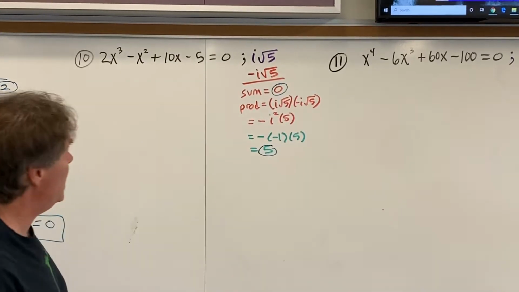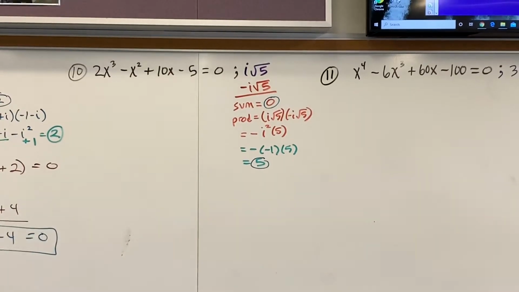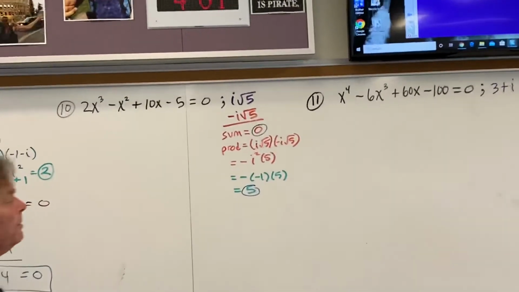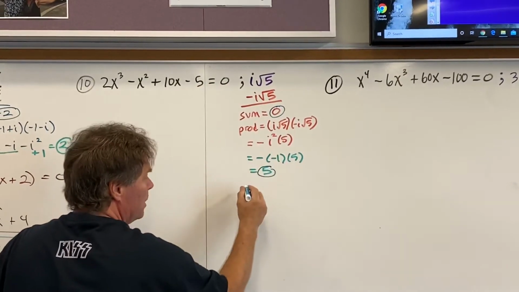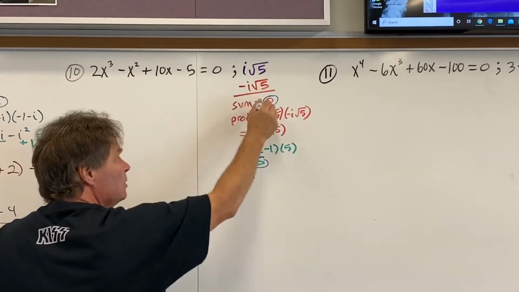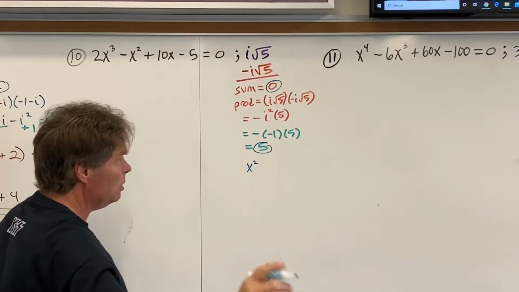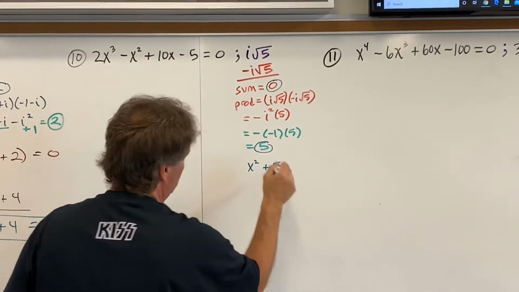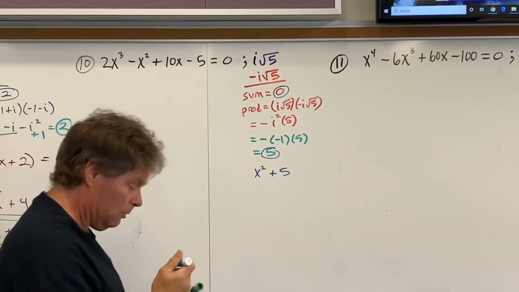How do you create a polynomial that has these two roots given the sum and the product of them? It's going to be x squared plus 0x or minus 0x, however you want to look at it, which is nothing. You don't even have to list it, plus the constant 5 equals 0. So that is the polynomial that would contain those two roots.